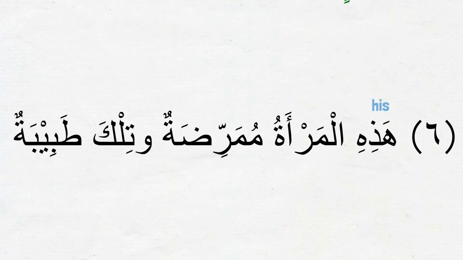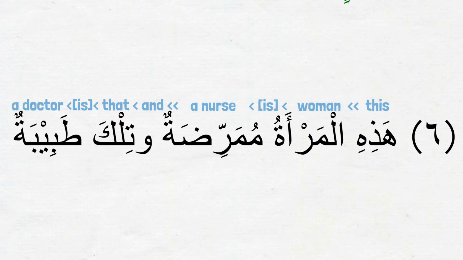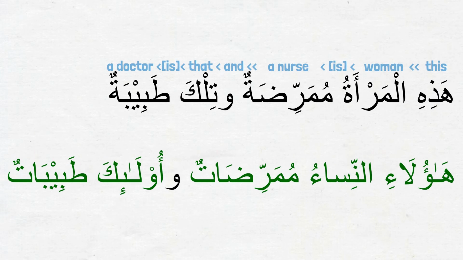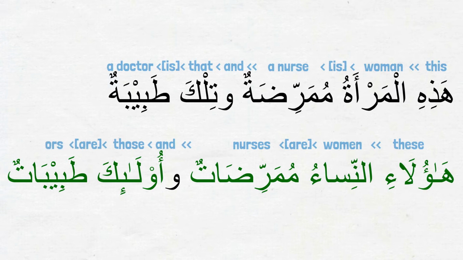Sentence 6 هذه المرأة ممرضة وتلك طبيبة. This woman is a nurse and that is a doctor. With the plural forms, the new sentence will be هؤلاء النساء ممرضات وأولئك طبيبات. These women are nurses and those are doctors.